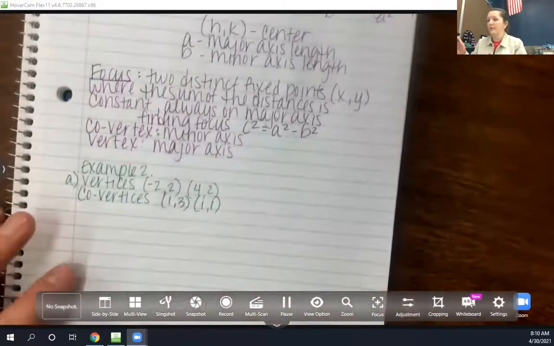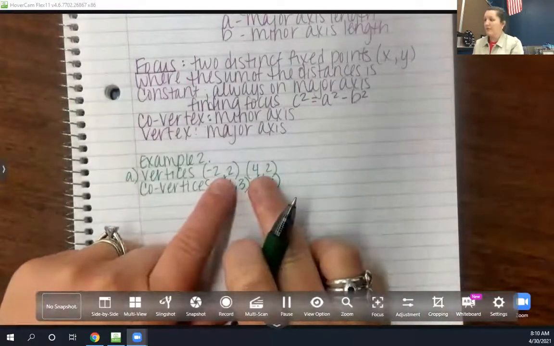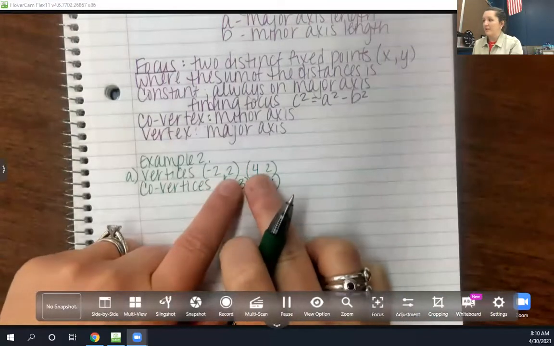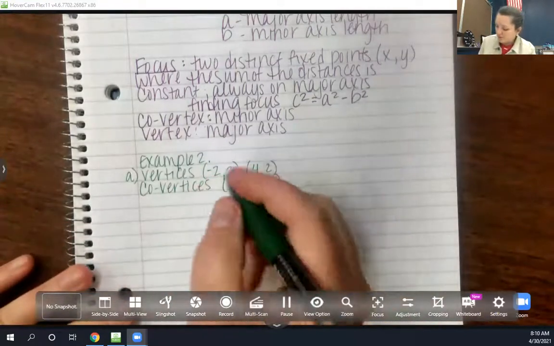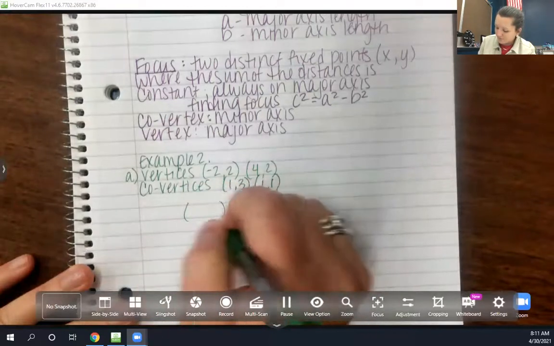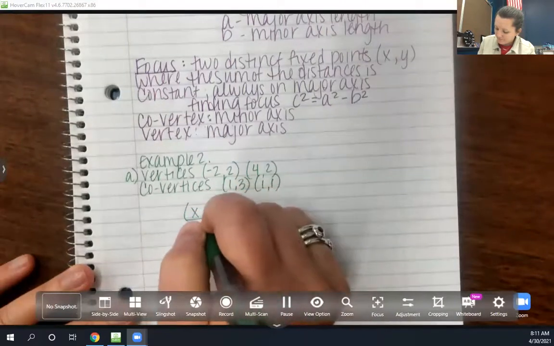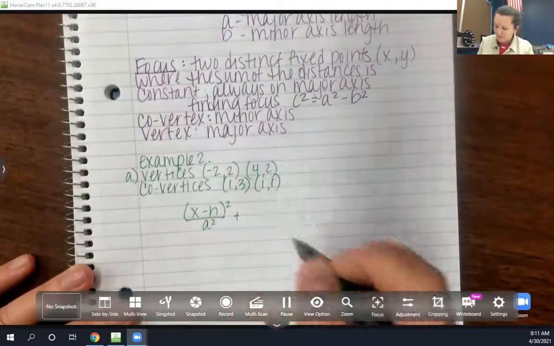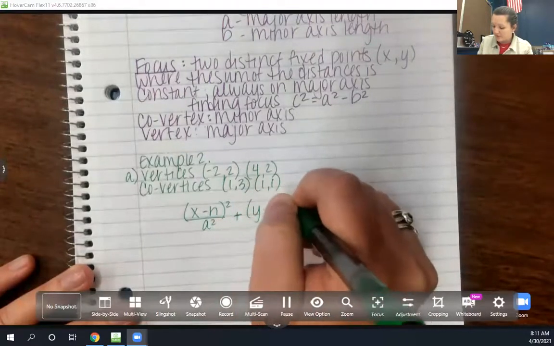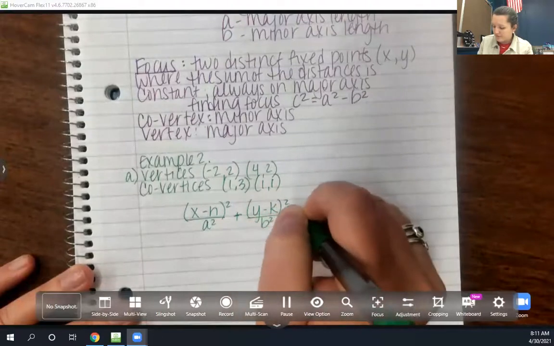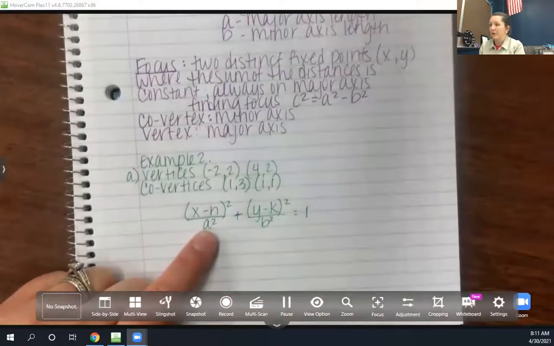All right, so let's think about this. I'm sorry, you can't see that. I want to think about this because my vertices, right? What is this telling us? Which number is changing? My x value is changing, right? So I know that it's going to be horizontal. So I'm thinking about what my formula is here, my standard equation of my ellipse when it's horizontal, right? When it's horizontal, your major axis length is under your x value.